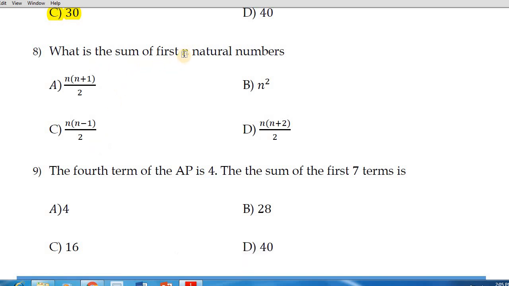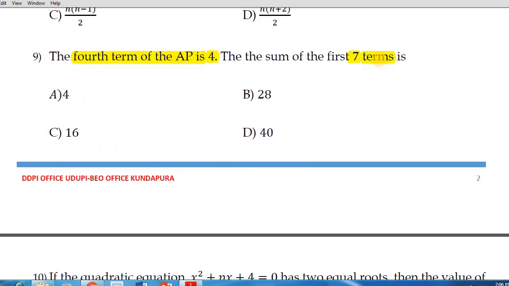What is the sum of first n natural numbers? See, you are going to find the sum of n natural numbers. So options are: n into n plus 1 by 2; option B is n square; n into n minus 1 by 2; n into n plus 2 by 2. So option A is correct here.